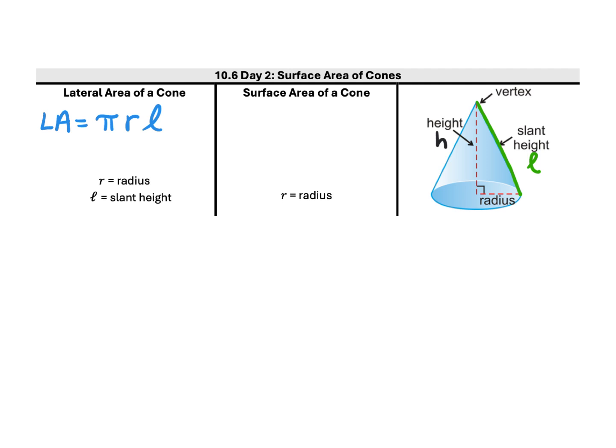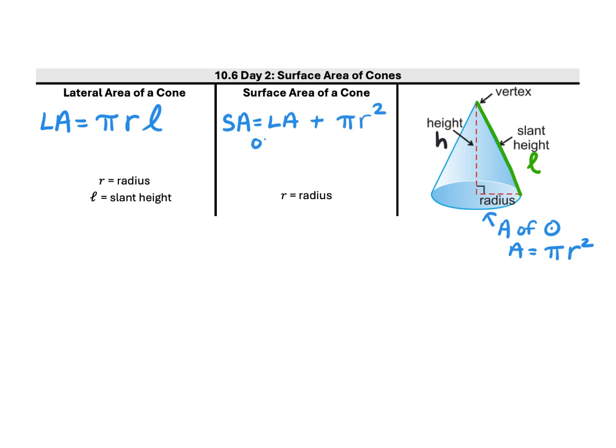Once you've calculated the lateral area of the cone, the lateral area is the curved surface that wraps around the cone. Well, for the surface area, we just need to add back in the area of the base. And the area of the base here is a circle. So the surface area will be equal to the lateral area plus the area of that circular base, and the area of a circle is always pi r squared. So we'll take the lateral area plus pi r squared, where r is the radius.